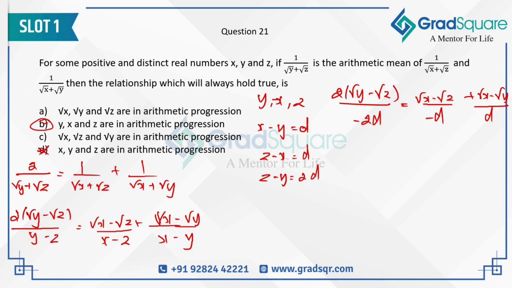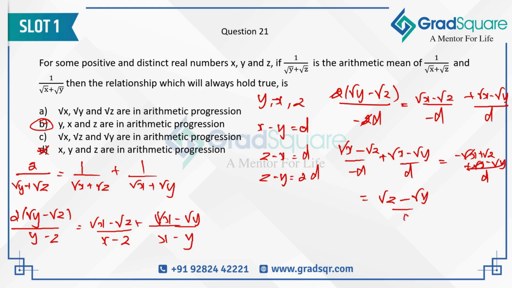So I am going to add the right hand side and check whether I am able to end up with the value at the left hand side. So root x minus root z over minus d plus root x minus root y over d can be written as 1 by d times (minus root x plus root z plus root x minus root y). So root x gets cancelled. So I am ending up with (root z minus root y) by d. So which is equal to the right hand side.